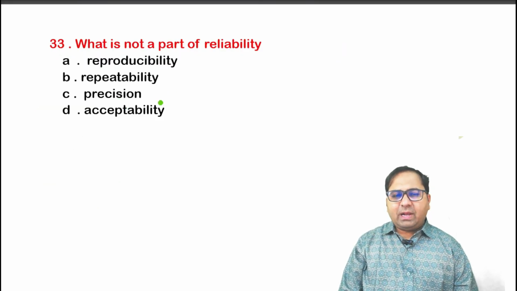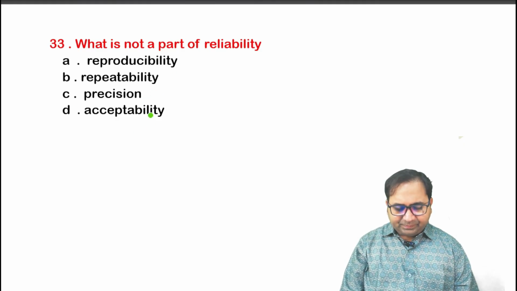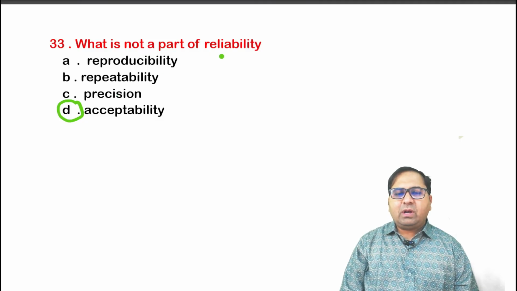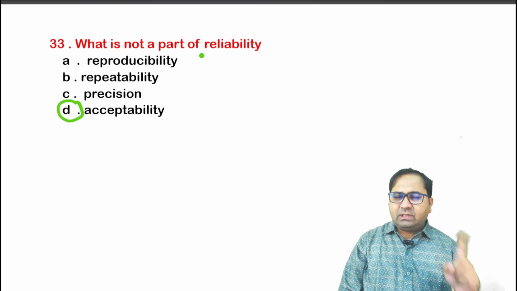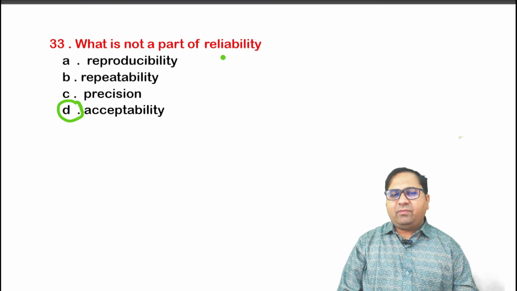Which is not a part of reliability? Reproducibility, repeatability, precision and acceptability. It is a very simple question. The answer is acceptability. Acceptability is not a part of reliability. Please go to the first question and listen to it totally. In that we have spoken regarding the reliability component.